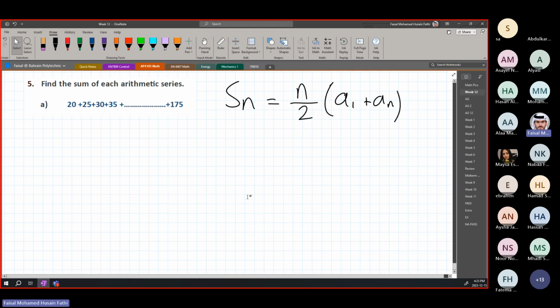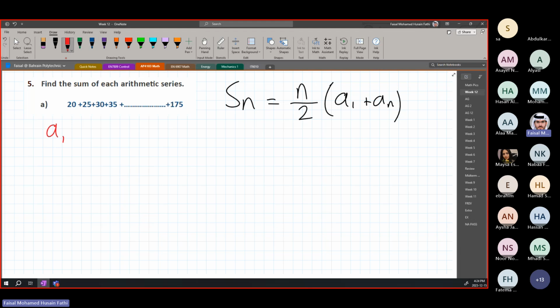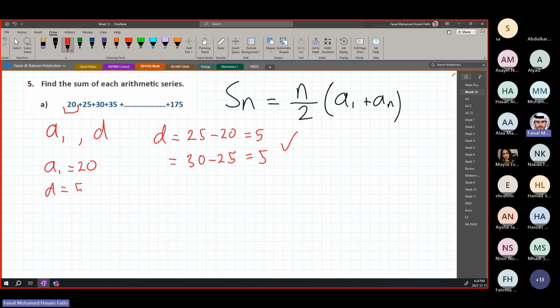Moving on. So Sn is equal to n over 2, a1 plus an. Find the sum of an arithmetic series. You need to understand how to read the question. First of all, what did I tell you need to know? You need to know A1. First step is always finding A1 and the common difference. This is our A1. A1 is equal to 20. Common difference is equal to 25 minus 20, which is 5. Let's double check that this is an actual arithmetic sequence. 30 minus 25 is also equal to 5. Yes, it is. So we found our D is equal to 5.